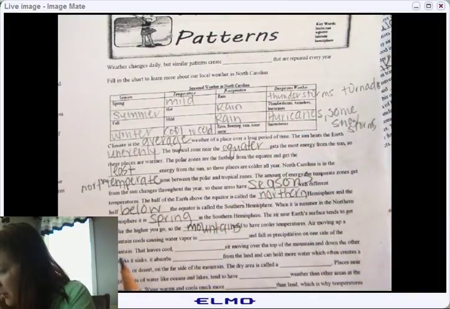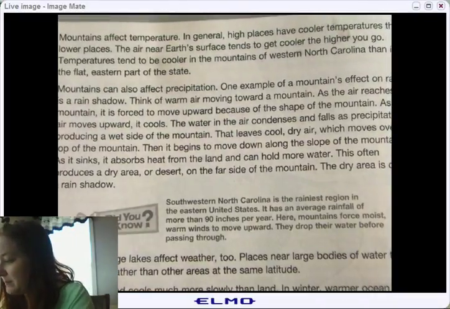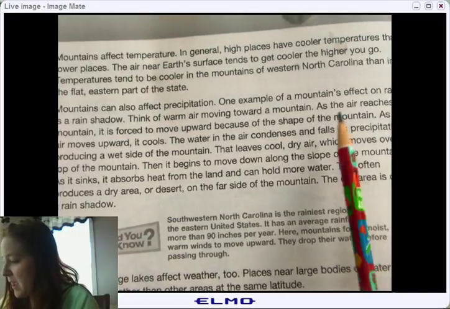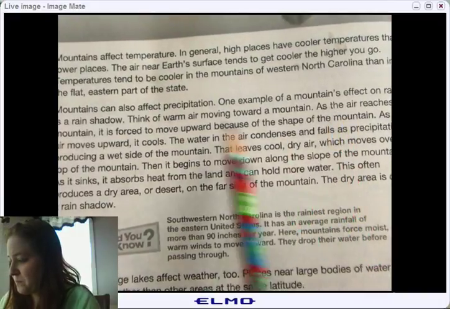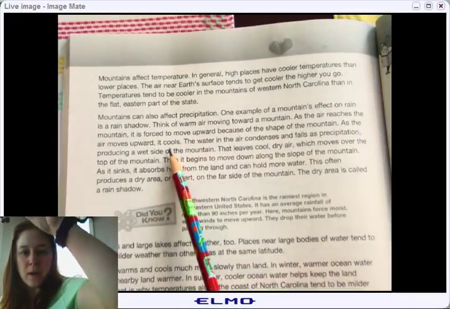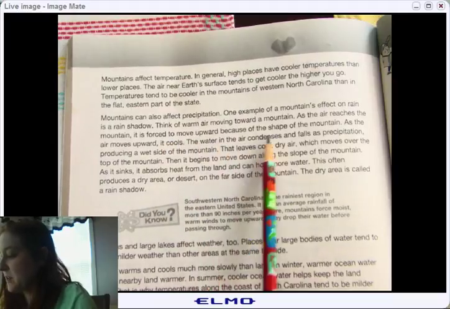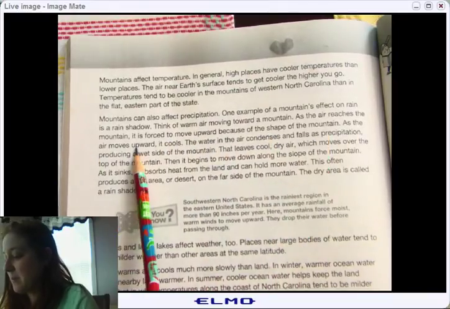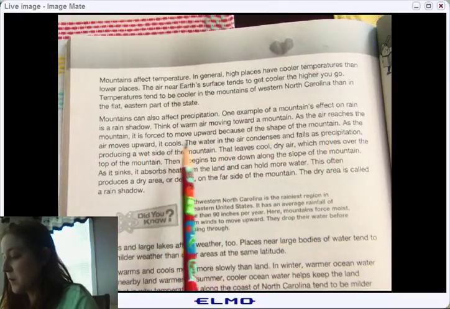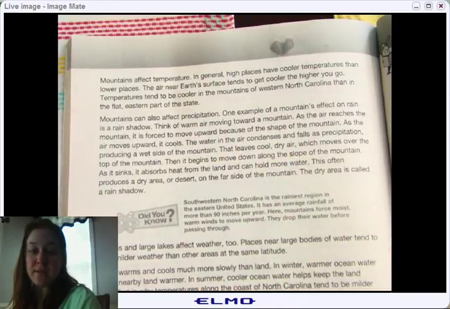Air moving up the mountain causes water vapor to blank and fall as precipitation on one side of the mountain. So we are looking for air moving up. I'm kind of right over here. Let me zoom out. As the air reaches the mountain, it is forced to move upward because of the shape of the mountain. As the air moves up, it cools. The water in the air condenses and falls as precipitation.